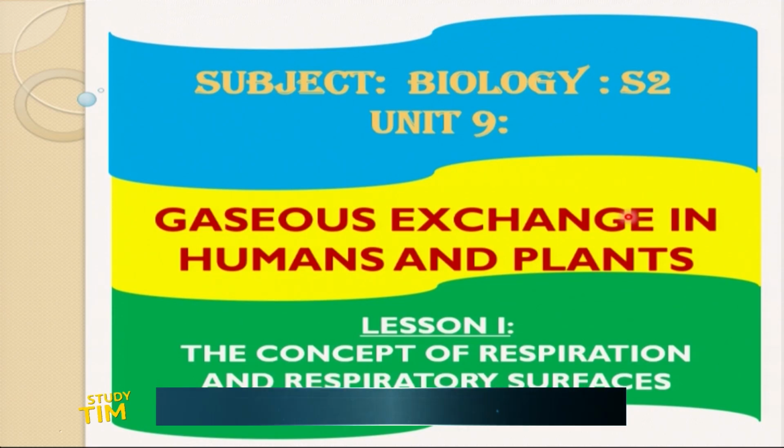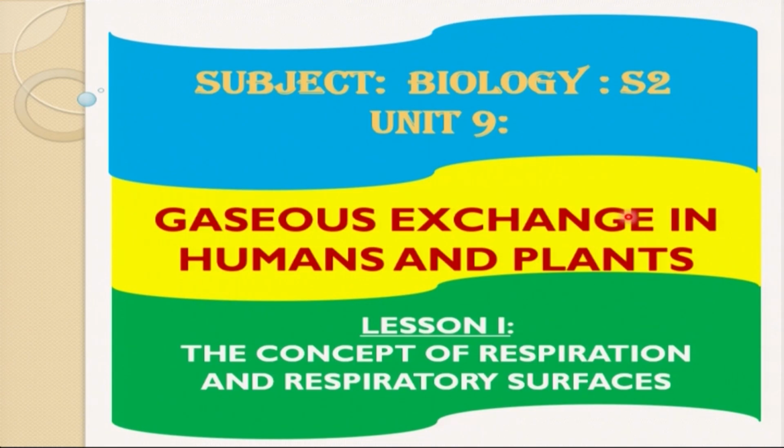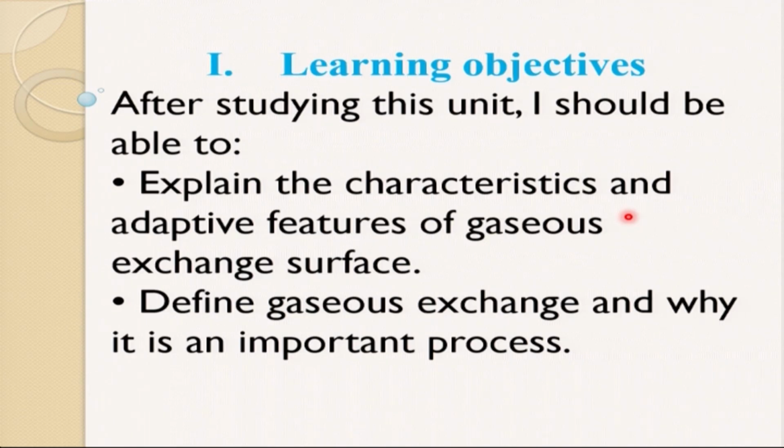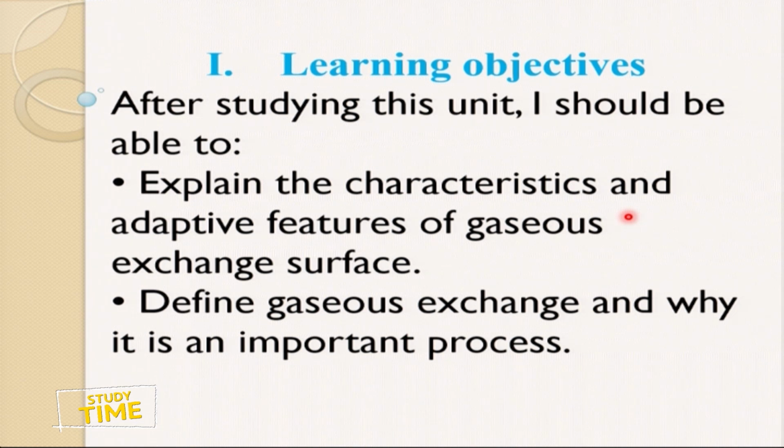So I think everybody is ready to enjoy the lesson about gaseous exchange in humans as well as in plants. We're going to talk about respiration and respiratory surfaces. That is the lesson of today. The learning objective is to explain characteristics and adaptive features of the gaseous exchange surface. Objective number 2 is to define gaseous exchange and explain why it is an important process in humans as well as in plants.